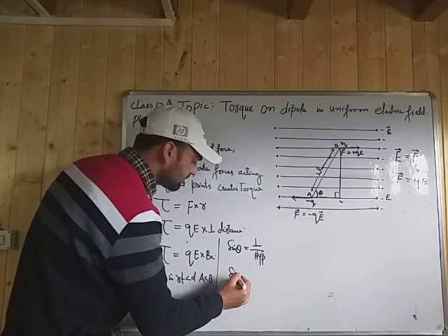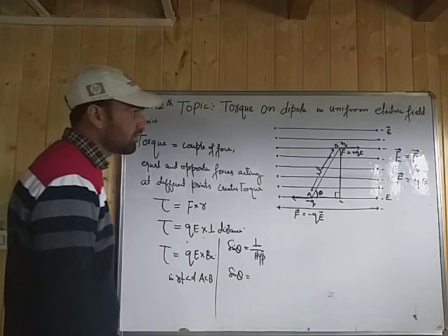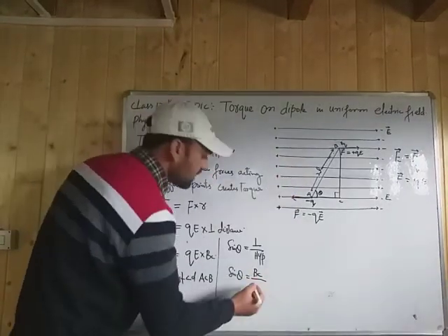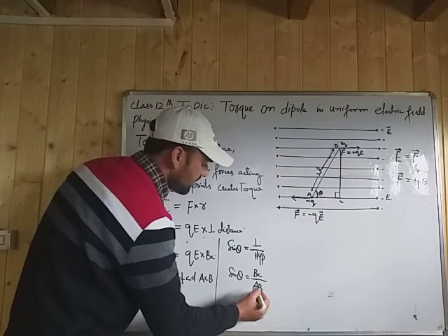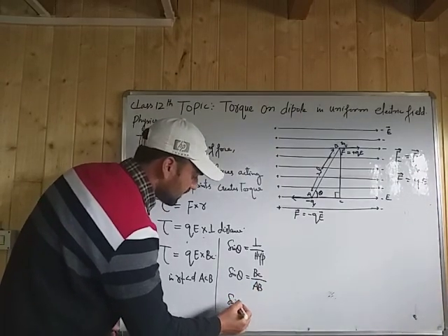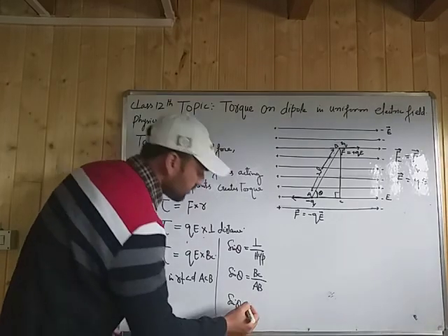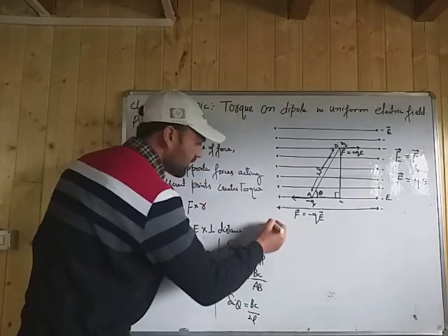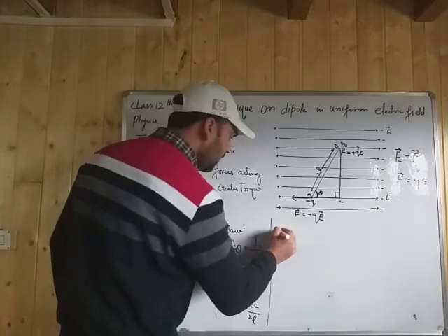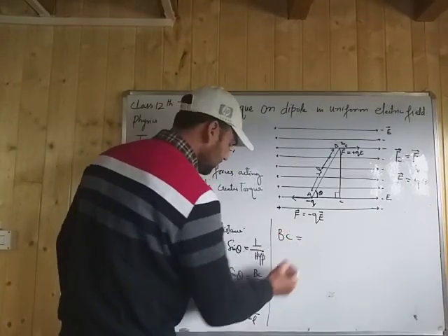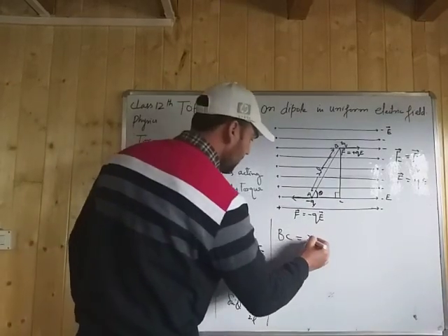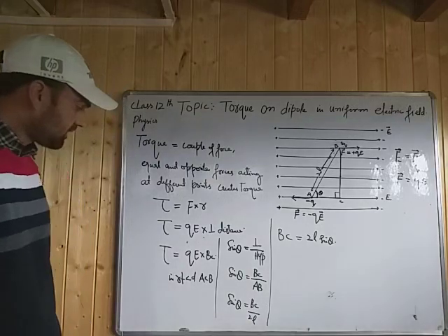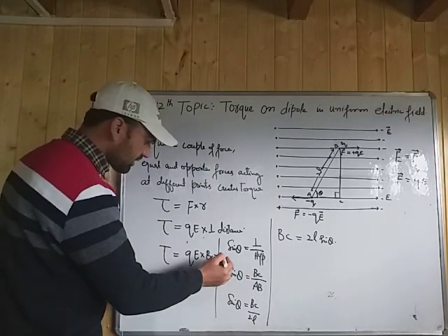So sine of theta is equal to, perpendicular is BC divided by hypotenuse, that is AC. So sine of theta is equal to BC, which we have to calculate, divided by AC, that is 2L. Or we can write here BC is equal to twice L sine of theta. So we have expression here, expression A.